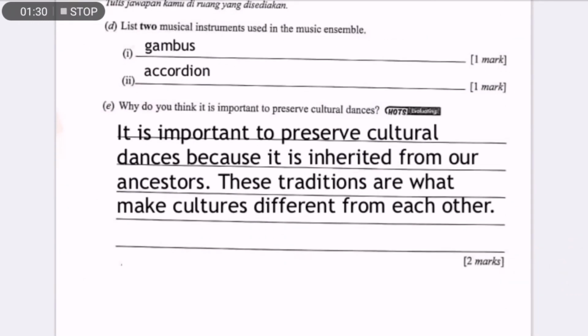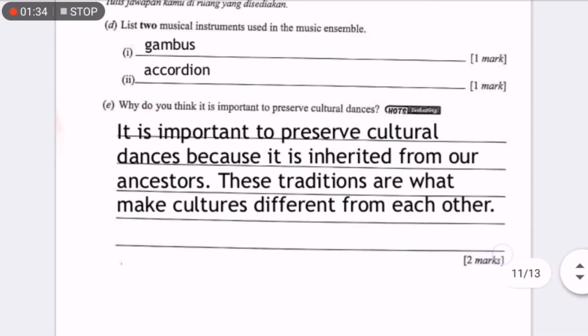Why do you think it is important to preserve cultural dances? Again, this is a 2 marks question. You need to come up with your own opinion. It is important to preserve cultural dances because it is inherited from our ancestors. These traditions are what make cultures different from each other. Alright, that is the answer.